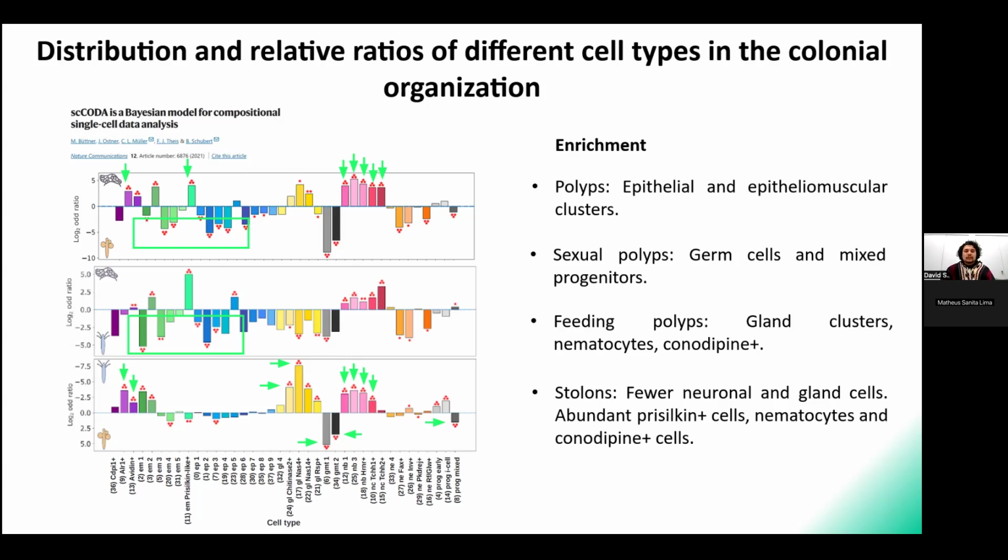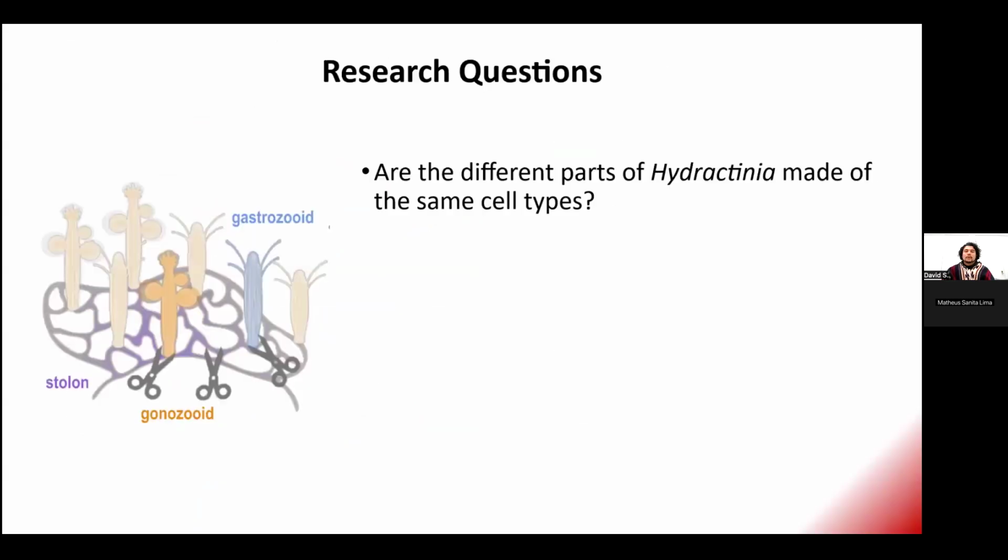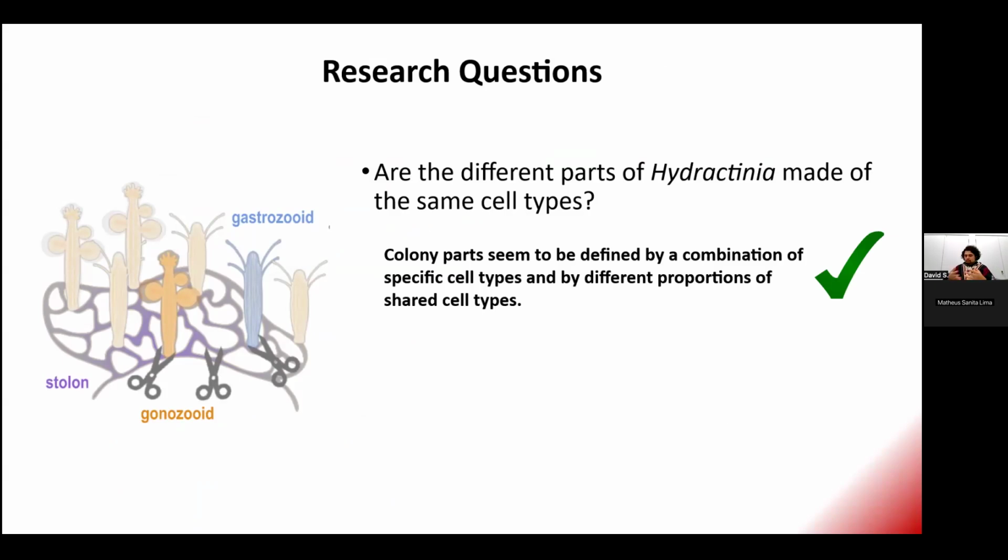like it's helping us to answer our first research question: what are the different parts of the colony made of? And we can successfully say that the colony parts seem to be defined by a combination of cell types and by different proportions of the shared cell types. So it seems to be doing a mix and match. So it's taking what is available at the moment and then building up from that, the colony part that wants to build.